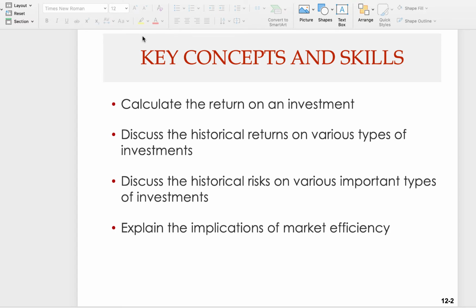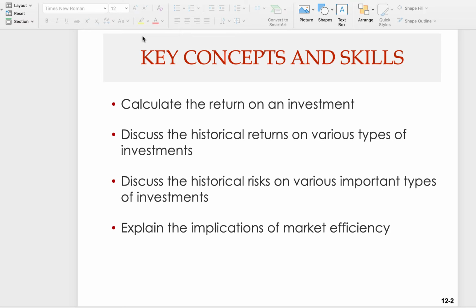So in this video, we're just going to look specifically at how to calculate the return on an investment. We're also going to discuss a little bit about the historical returns on the various types of investments that are out there. Now, we're going to be looking primarily at large company stocks, small company stocks, large company bonds, as well as large government bonds.